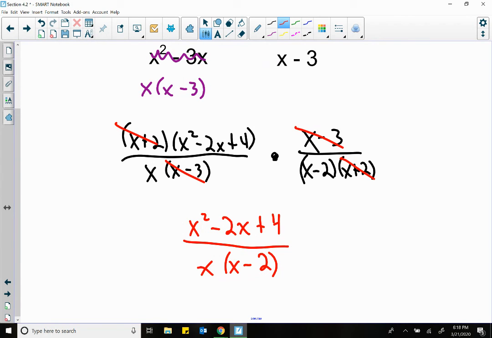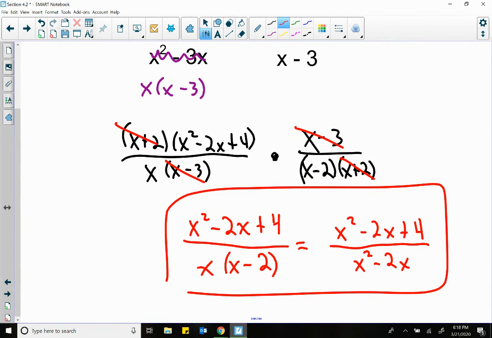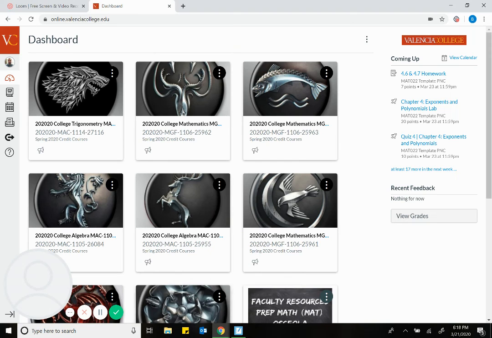If you really wanted to, another proper answer would have been x squared minus 2x plus 4 all over x squared minus 2x if you took the x over here and distributed through. Again, both are valid answers. And that is for 2. Enjoy the multiplying of polynomials.